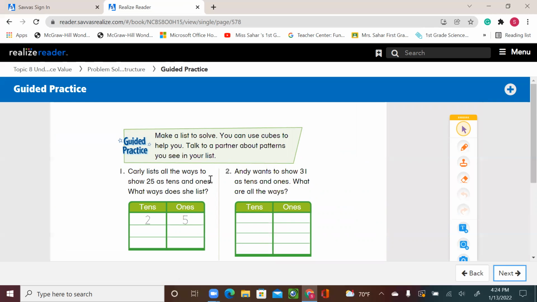Okay, Callie lists all the ways to show 25 as tens and ones. What ways does she list? So she put 25 means 2 tens and 5 ones. Remember, if I'm drawing, if I say there are 2 tens here, and 5 ones here, what I'm gonna do, I'm gonna take one of the tens and add it to the ones, so break it apart.